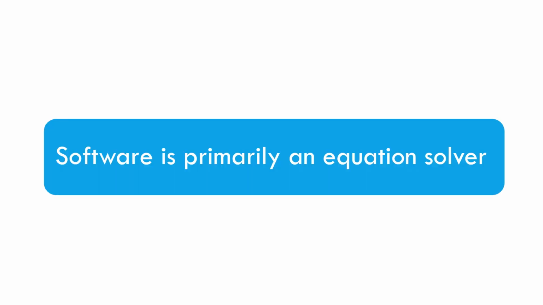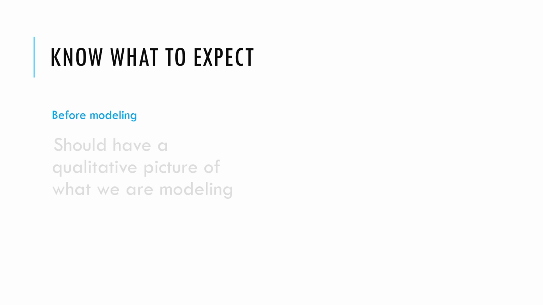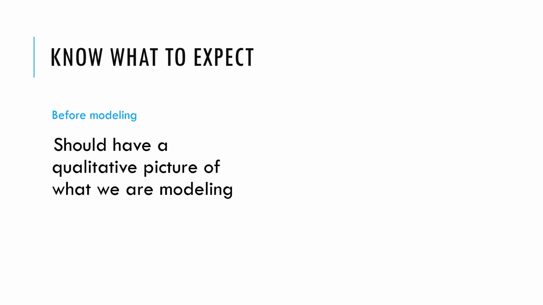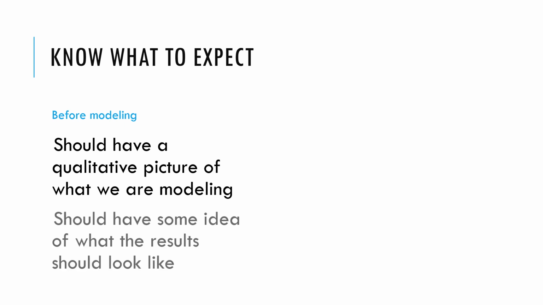Remember, most of the software we use are primarily just equation solvers. They have no idea of the physical process that we're trying to model. So we should have an idea of what to expect. Before modeling, we should have a qualitative picture of what it is that we're modeling and have some idea of what the results should look like.